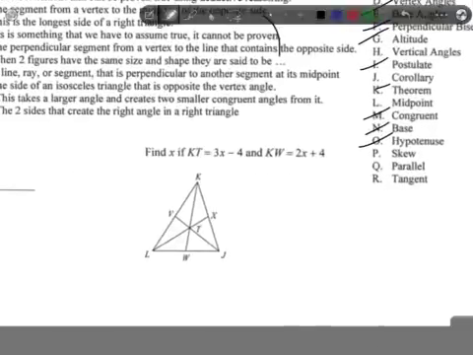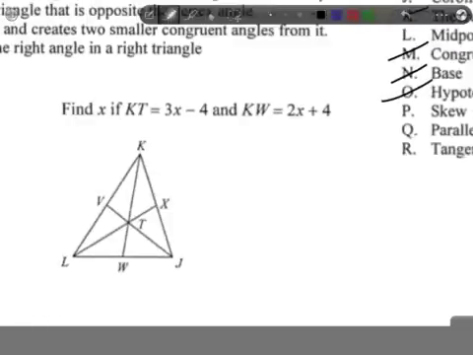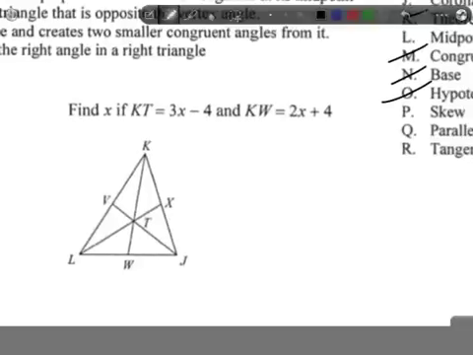Looking at question number 12, it says find x if KT is 3x minus 4 and KW is 2x plus 4. I just want to highlight the parts that we're given. We're given KT, and we're given KW. Those two segments overlap, so we want to use the 1/3 and 2/3 ratios. We have to determine which parts we use. K to T goes from a vertex to the centroid, so that's the 2/3 part. So I'm going to write KT and KW. I want to make them equal.